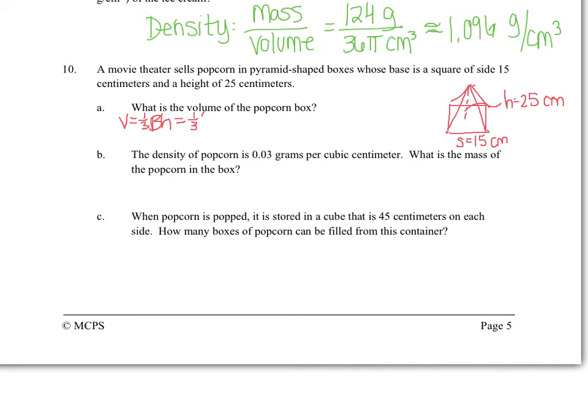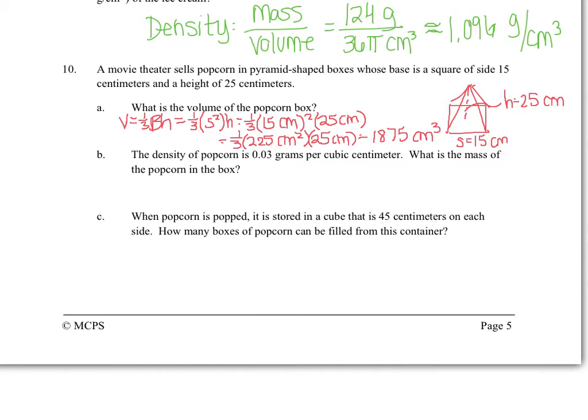So this is 1/3 area of the base. It's a square, so it's going to be side squared times the height, which is 1/3 side, which is 15 centimeters squared times a height of 25 centimeters. Well, 1/3 times 15 centimeters squared is 225 centimeters squared times 25 centimeters. And that is going to give us 1,875 centimeters cubed, which is the volume of the popcorn box.